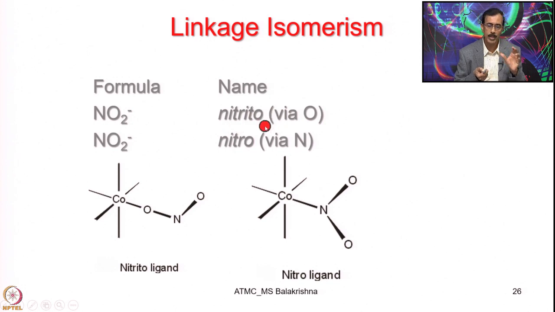So that means the moment the ligand's name is pronounced as nitrito, you should assume that in this NO2, oxygen is connected to the metal ion and not nitrogen. And when the nitrogen is coordinated, simply use the term nitro, that indicates it is the N that is coordinating to the metal, not either of the oxygen atoms.